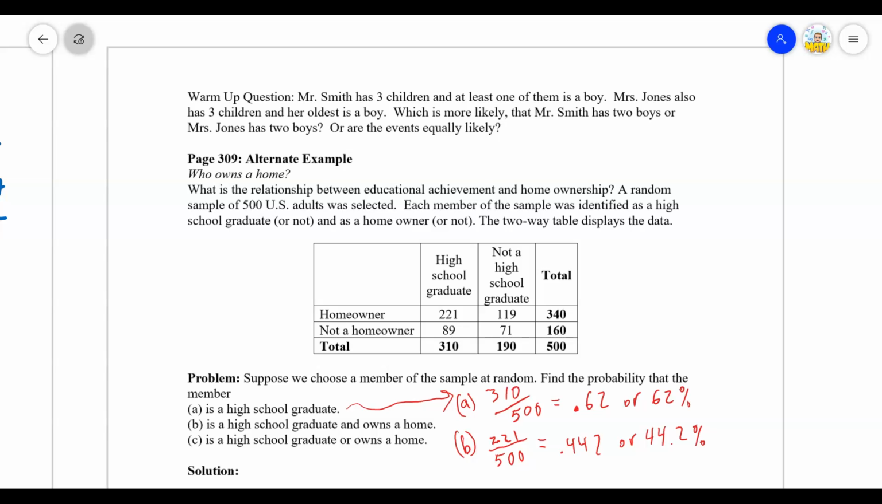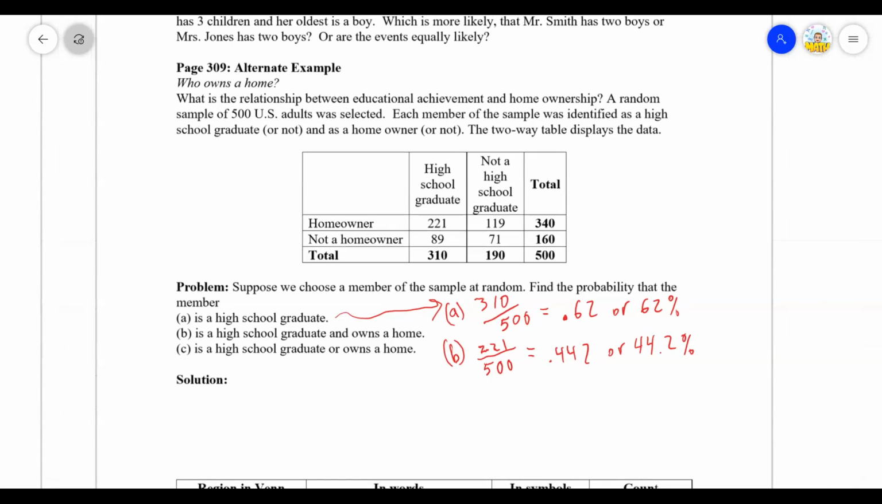To me, those two numbers mean the same thing. People ask me that all the time: do you want us to write a percentage or a decimal? It doesn't matter as long as you put the percent sign there.